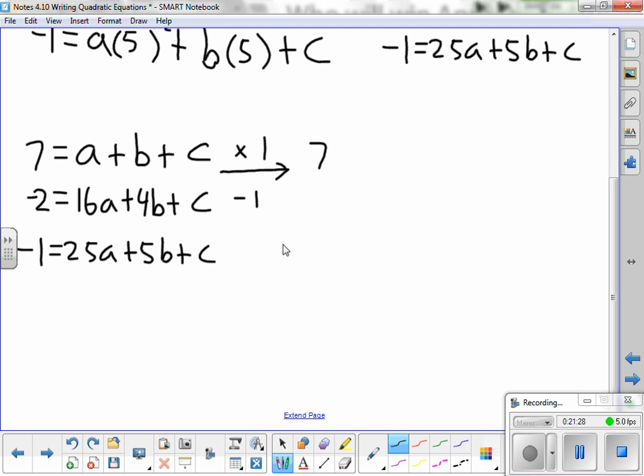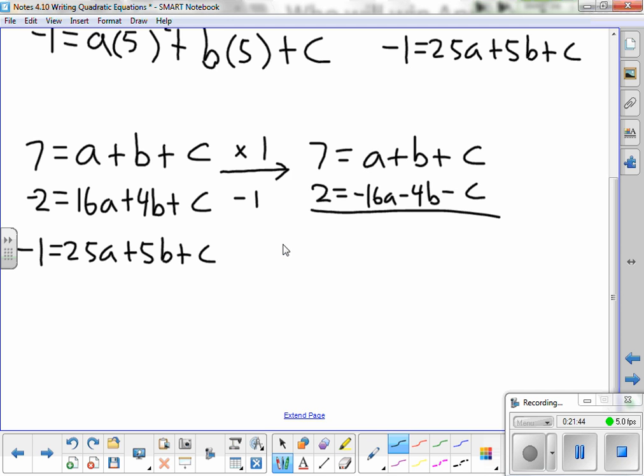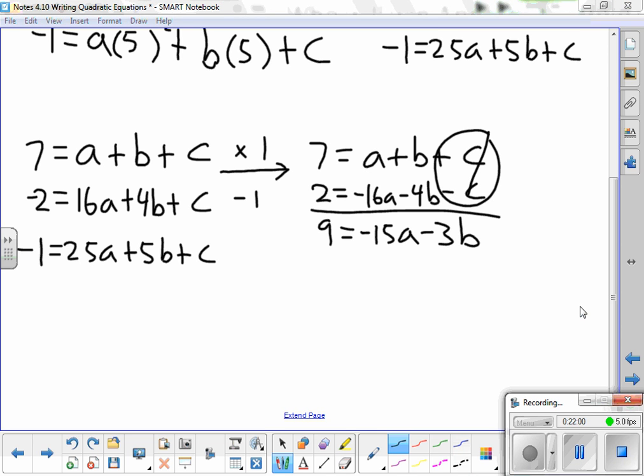So you'll just get 7 equals a plus b plus c. Then 2 equals negative 16a minus 4b minus c. Okay, so we're going to combine these. The c's are going to cancel. So you get 9 equals negative 15a minus 3b. All right. So this one will be one of our new equations because we're trying to build a 2 by 2 system.